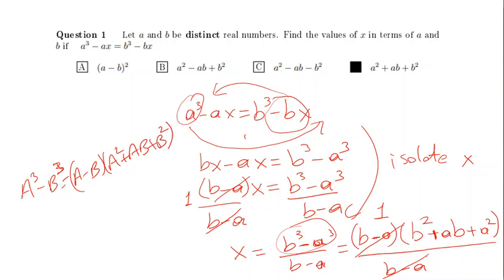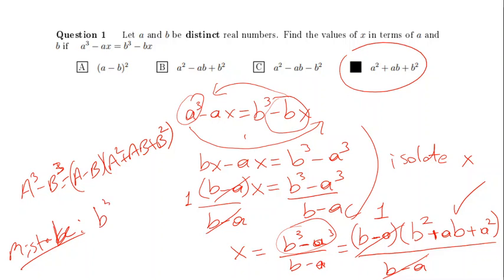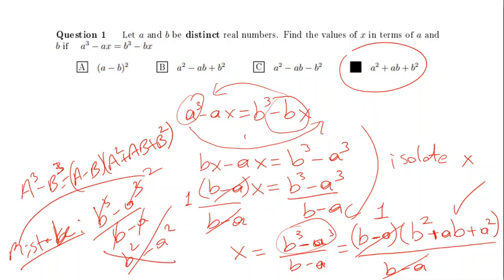And some of the students are doing it this way. This is the correct answer, so it will be D. Now, I want to show you a common mistake. This is not true. This is a big mistake.